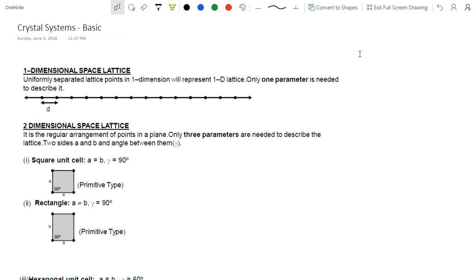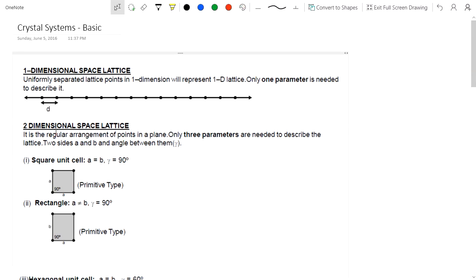Now we are going to introduce the concept of crystal systems. There are three ways in which we can define this. The first one is one dimension space lattice, which is the simplest one. So in one dimension, the arrangement will be as shown in the diagram, wherein the atoms are placed linearly at a particular distance d. So now to describe this kind of arrangement, we need only one parameter, and which is the distance between the two successive atoms.